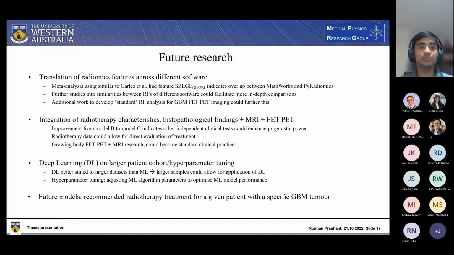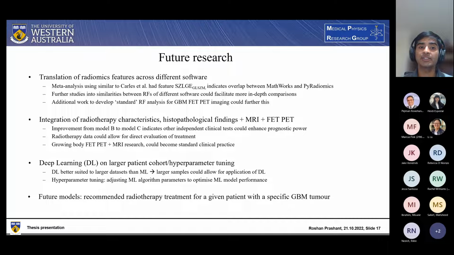Future research into the following topics could certainly provide an interesting perspective on FET PET research. One of them being the translation of radiomics features across various different softwares. So there was actually a meta-analysis where they used a similar software to Carles et al. That identified the feature SZLGE subscript GLSZM, which indicates that there may be an overlap between the softwares MathWorks and PyRadiomics. However, further studies are required to help identify the specific relations and to facilitate more in-depth comparisons between FET PET studies implementing different softwares.